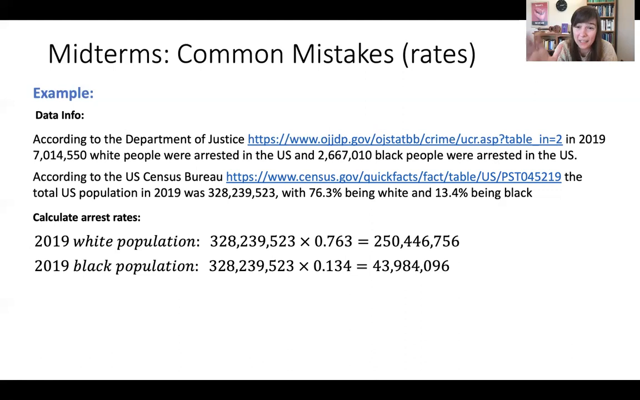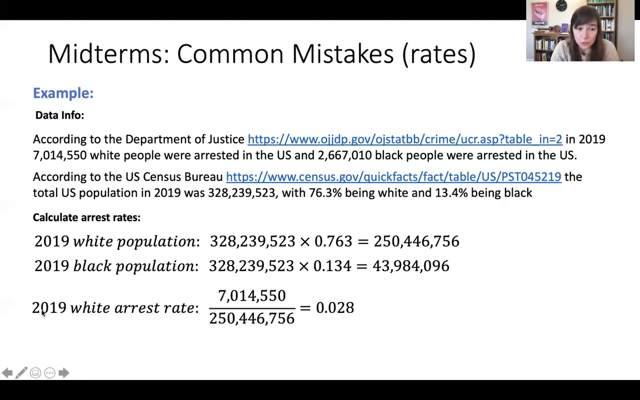Okay, now we've got the total number of white people arrested, the total white population, the total number of black people arrested, and the total black population. Now we can calculate arrest rates. So in 2019, the white arrest rate was the number of arrested white people divided by the total number of white people. If you do that calculation, you get about 0.028.